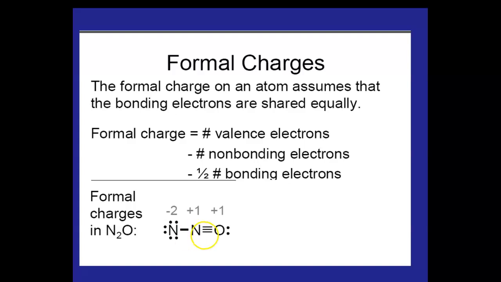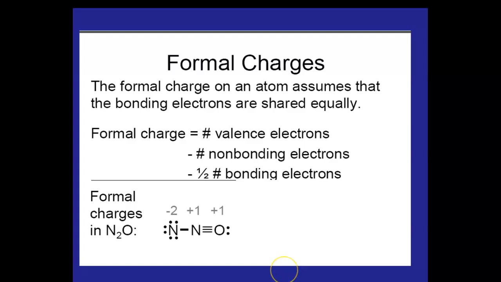Finally, we go to the oxygen, and oxygen has 6 valence electrons. We subtract the non-bonding. There's a non-bonded pair, the lone pair on the right end. So from 6 we subtract 2, and we get 4. So that's a plus 4. And now we have 1, 2, 3 bonds to the nitrogen. That's 6 electrons. We subtract half of those, that's 3. So we're down to plus 1 for this oxygen.